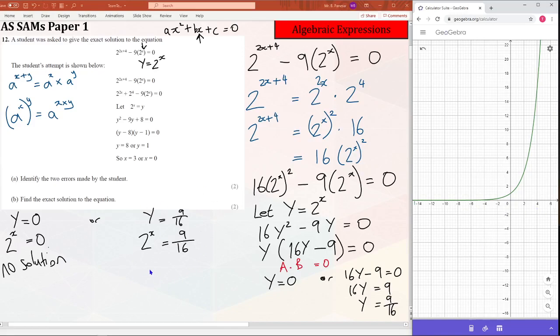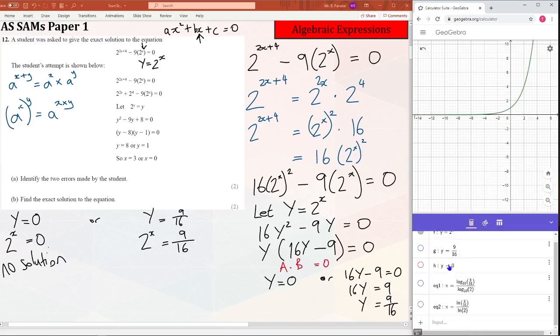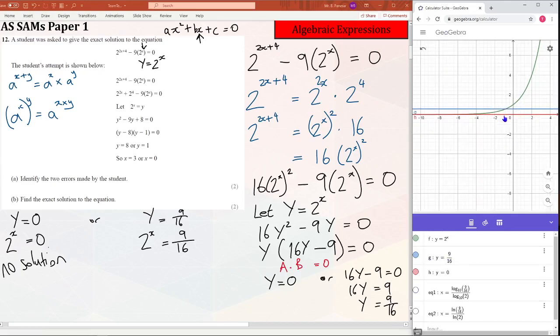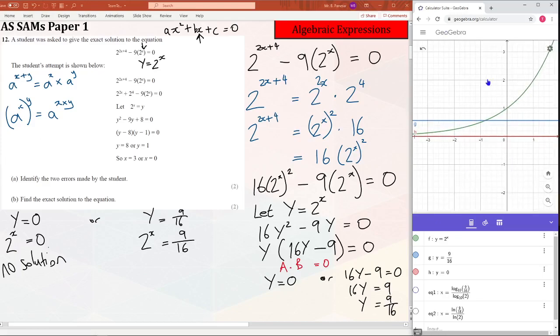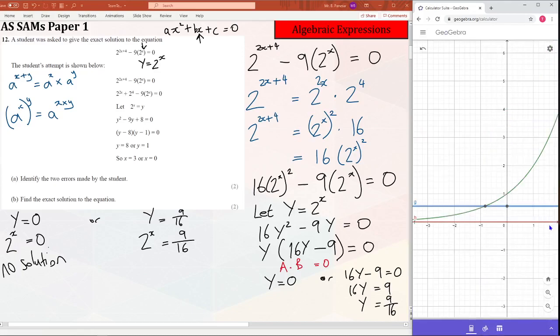On this side, the same graph, 2 to the power of x, I want to see what value of x gives me the value of 9 over 16. So I can actually draw the graph of 9 over 16 and see visually what's happening here. So let's build this up. There's the graph of y equals 0, which I just mentioned. There's no solution there. And there's the graph of y equals 9 over 16. So you can see there is a solution. And if I just click on this point, I'll be able to have an idea what the numerical solution is for the value of x. And the numerical solution is indeed that value there.